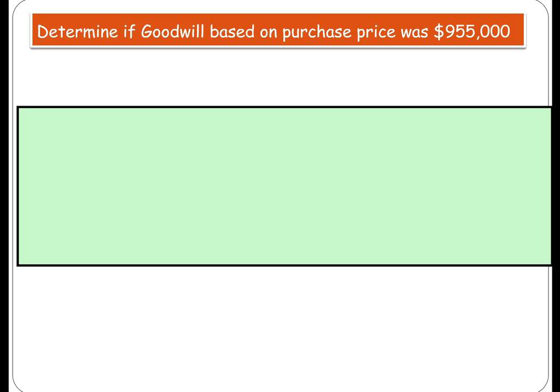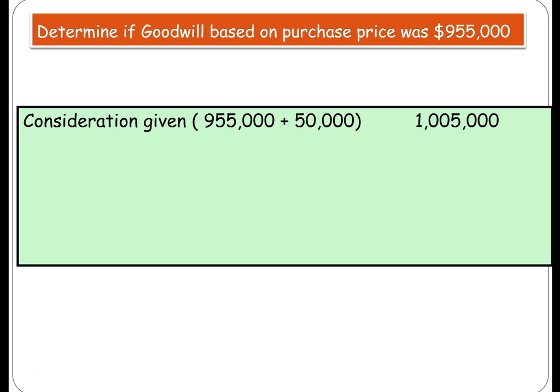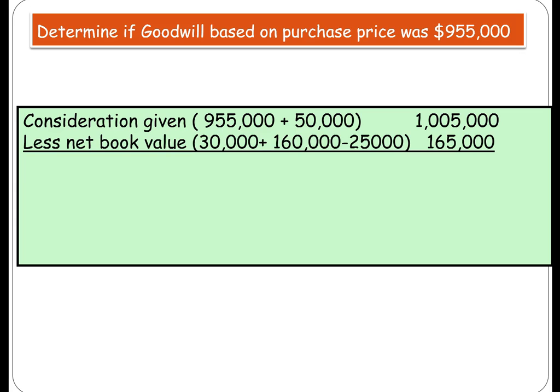First, we're going to look at what if the fair market value of the stock is $955,000. The first thing we're going to do is figure out what the consideration is. And here's the thing you need to remember: you need to add in the contingent obligation as part of the consideration. That's the amount that's going to go to the investment account. Less the net book value of $165,000, which tells us we have excess over book of $840,000.